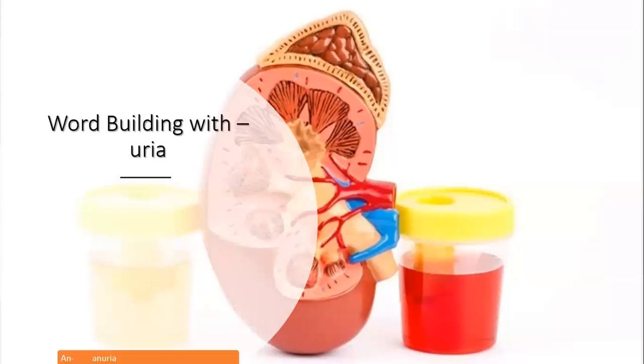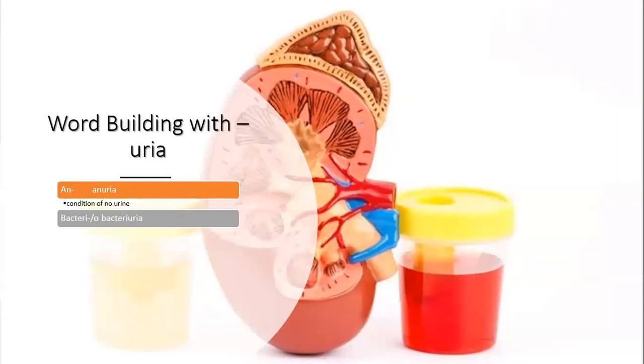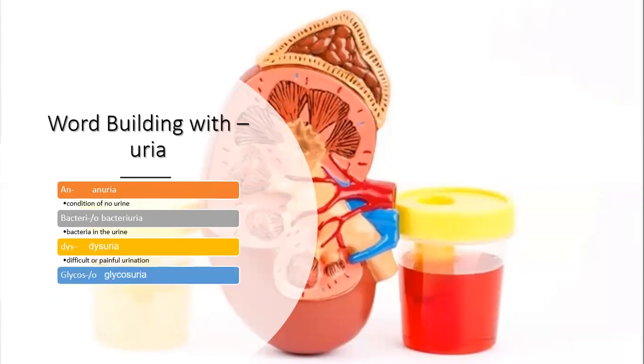Word building with -uria. Anuria, condition of no urine, which has many causes. Bacteriuria, bacteria in the urine. Dysuria is difficult or painful urination. Glucosuria, sugar in the urine.